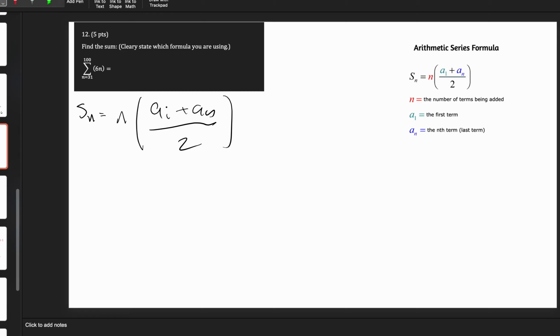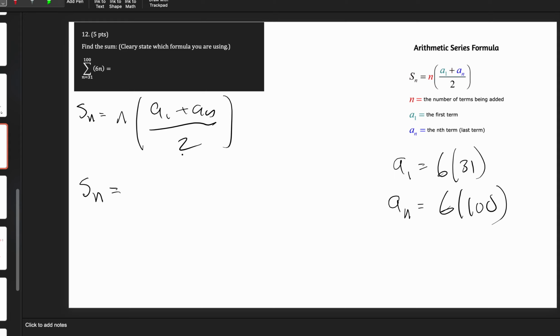Now the question is, first of all, let me plug in the numbers that we already know. A sub 1 is going to be 6 times 31. That's the first term in this sequence. The first thing that you plug into here is 31. A sub n is going to be, the last term is going to be 6 times 100.